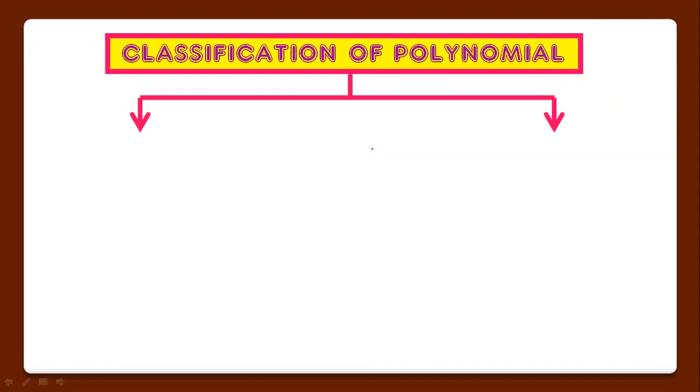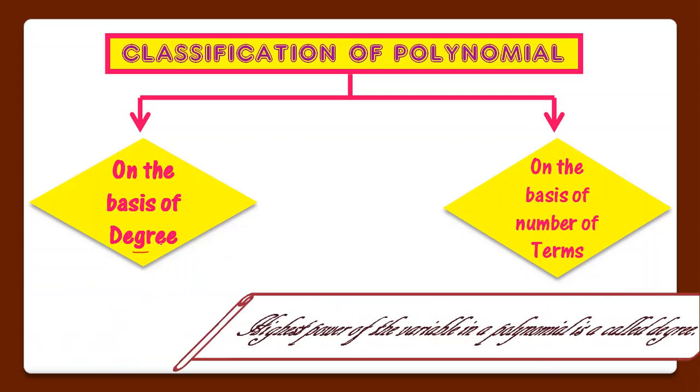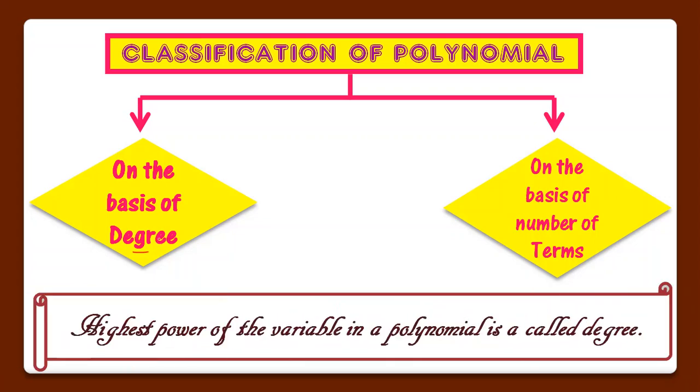Next comes classification of polynomials. On what basis do we classify them? Let's see. On two bases. First, on the basis of degree, and second, on the basis of number of terms. Now we know what terms are, but let's see what a degree is. The highest power of the variable in a polynomial is called the degree.